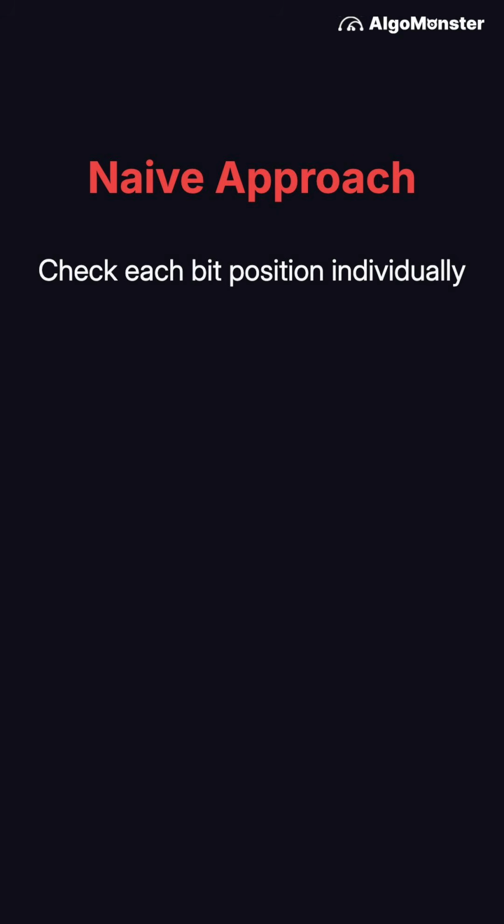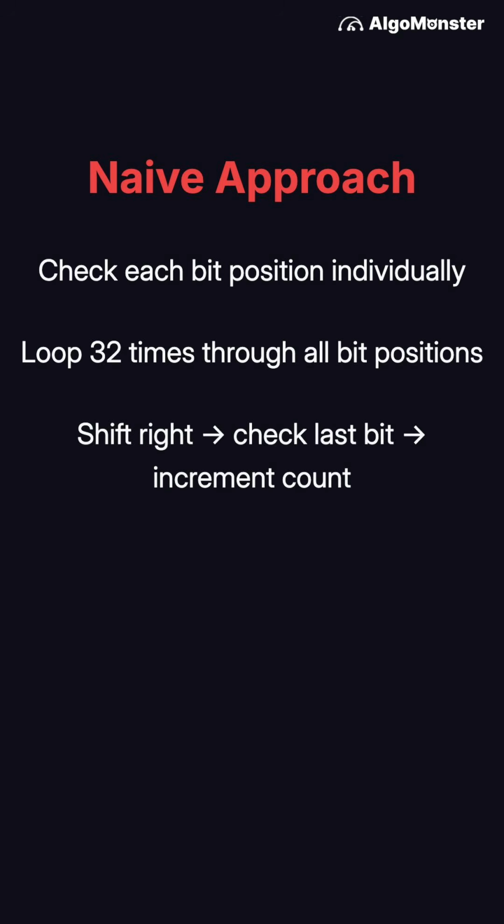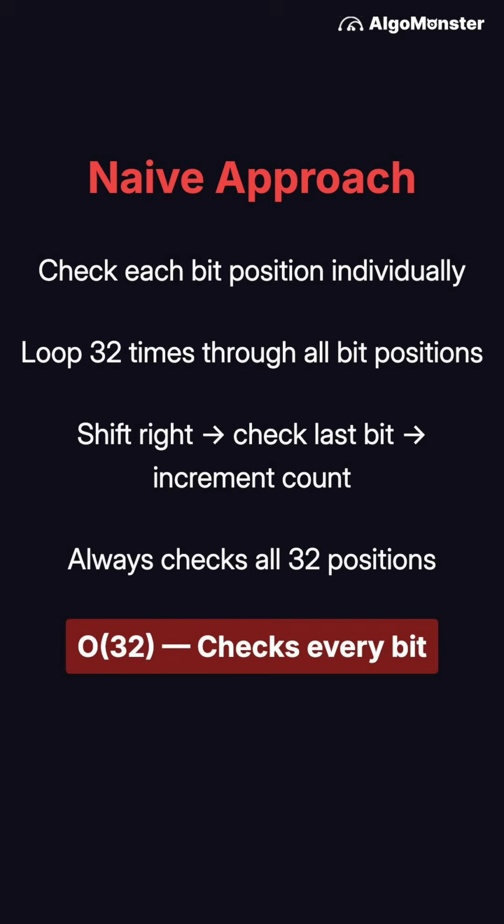The obvious approach checks every bit position one by one. Loop 32 times because that's how many bits are in an integer. Shift right each time, check if the last bit is 1. That works, but it always examines all 32 positions even if the number only has 2 set bits. We're wasting time on all those zeros.